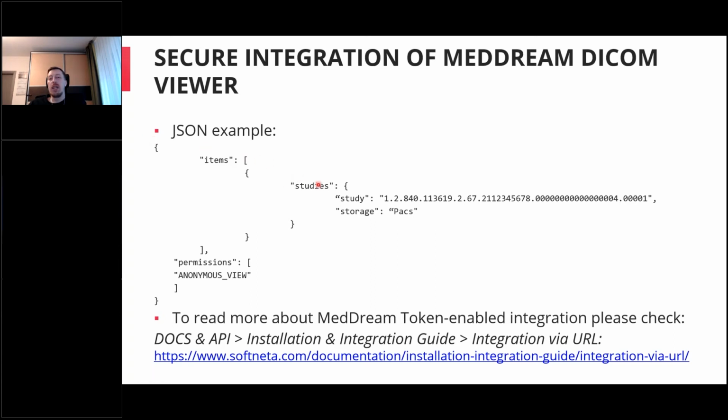So as you can see, you can provide the study UID, the storage ID, and you can also load, of course, multiple studies with the same token request. So you can provide which study you want to load from which PACS. And as you see, we have this permission setting. So here you can put all the permissions which you want for this token. And then the study will be opened with this token.